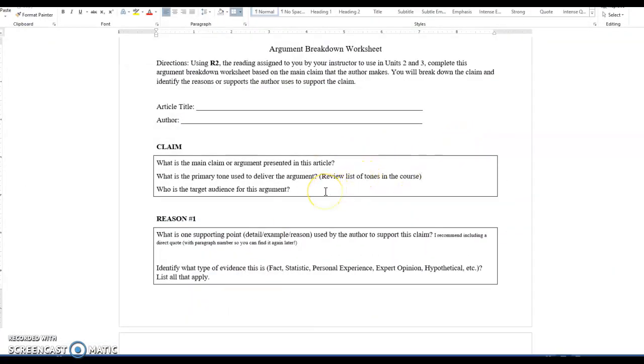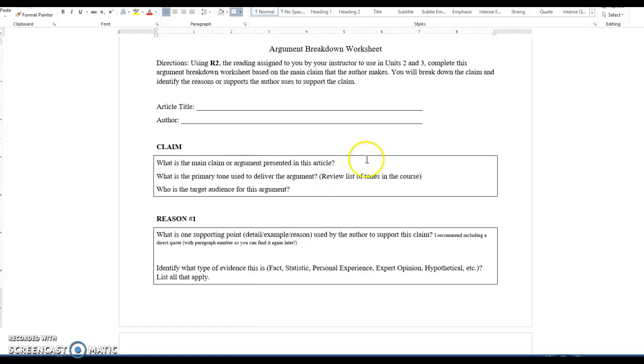I then want you to think about who is the audience. Who is the author or authors trying to reach? Who do they hope will read this article? Who has the power to make these changes or change this behavior? So who do you think is the target audience?